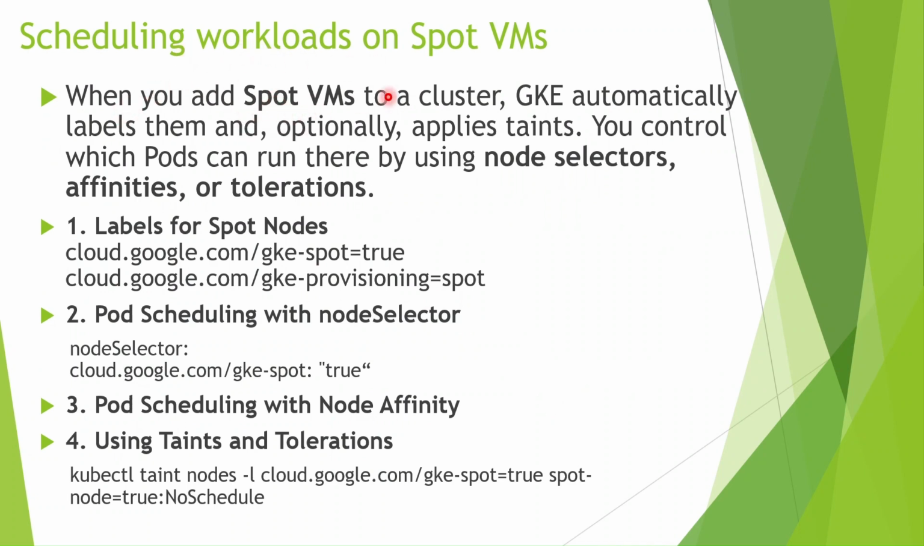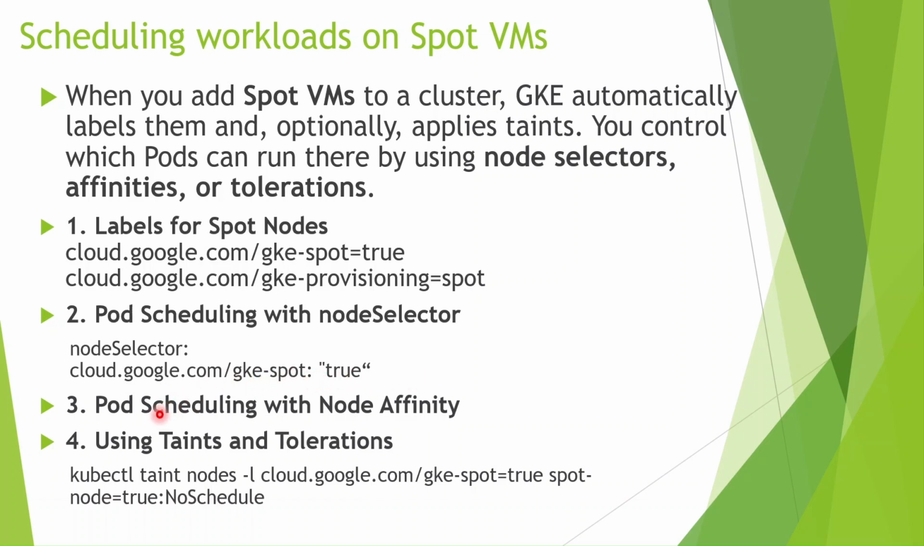So when you add Spot VMs to a cluster, GKE automatically labels them. These are the two labels which GKE will put on your Spot VMs. And optionally, it can apply taints also. And you can control which pods run on these by using node selectors. You can use affinities, you can use tolerations. So you can use pod scheduling with node selector. You can put this node selector, basically this label, on your deployment specification or pod specification, in which you will say my pod will run only on nodes on which this label is present. That is cloud.google.com/gke-spot equals true.